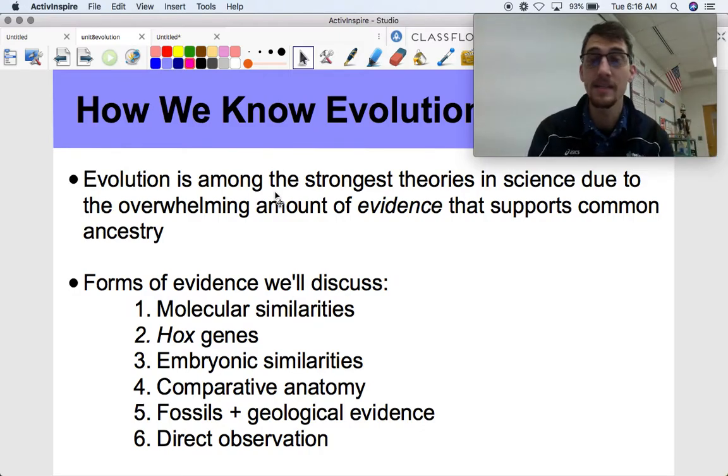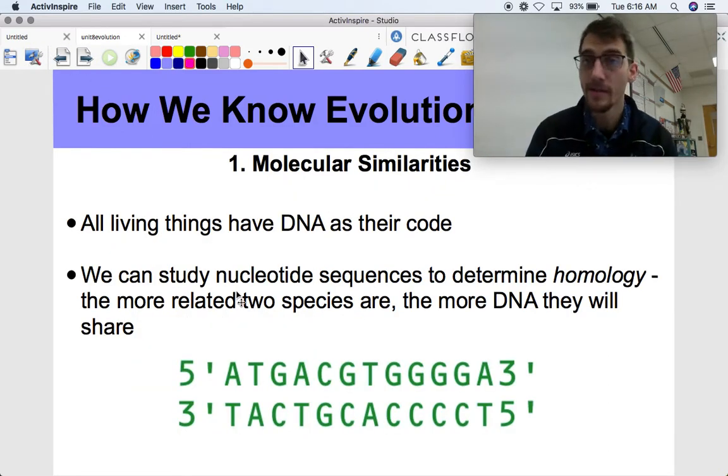Okay, and we've got actually seven forms of evidence that we're going to discuss today that support that evolution is actually a thing, and it's true. It's a fact. Okay, so the first one is molecular similarities. The first piece of evidence here is that every single living thing that we've discovered on Earth so far has DNA. Okay, every single living thing has DNA as their code. And to some extent, all living things share a little bit of DNA. We can study nucleotide sequence to determine homology. The more related two species are, the more DNA they will share.